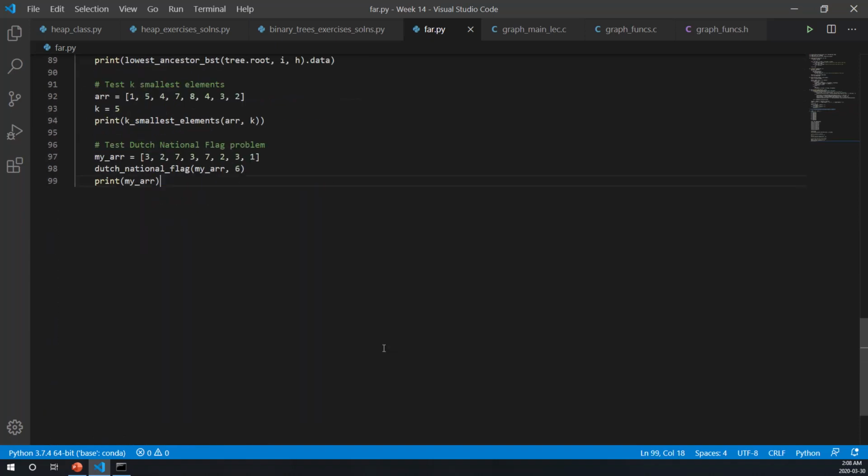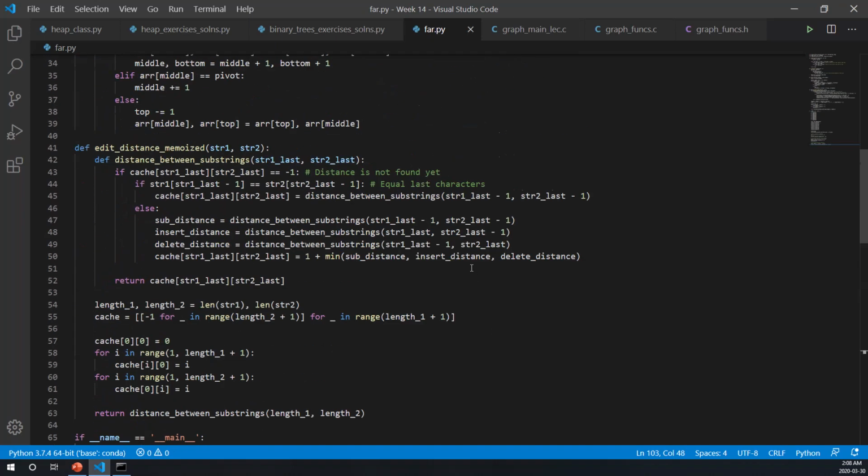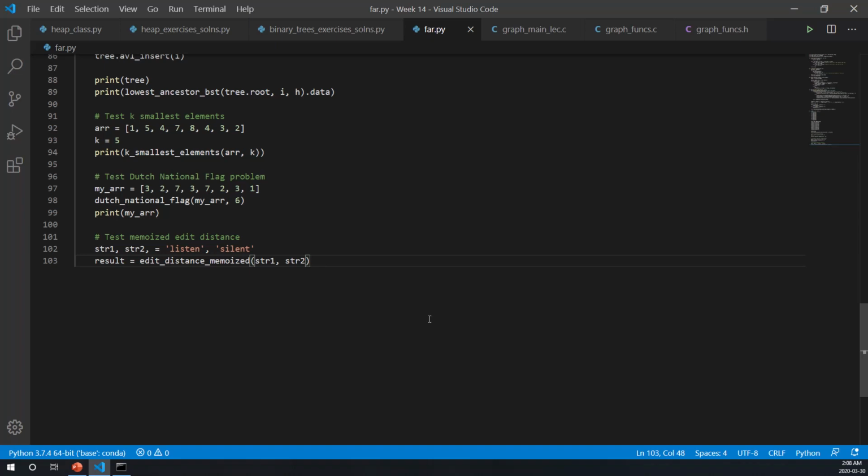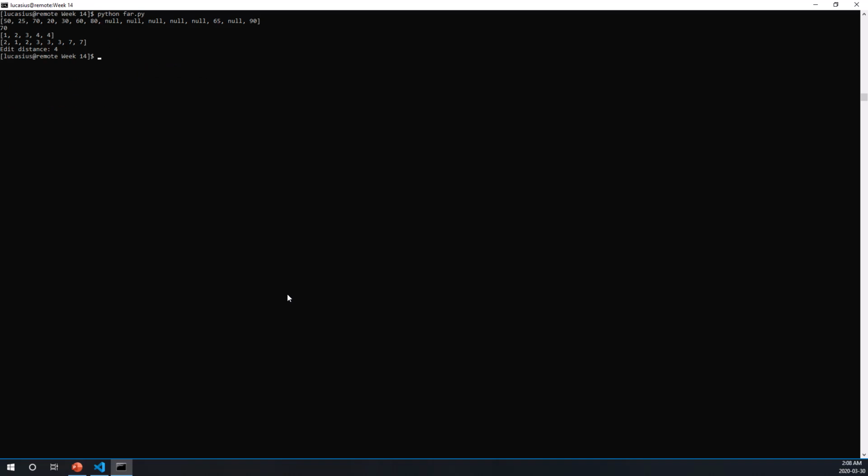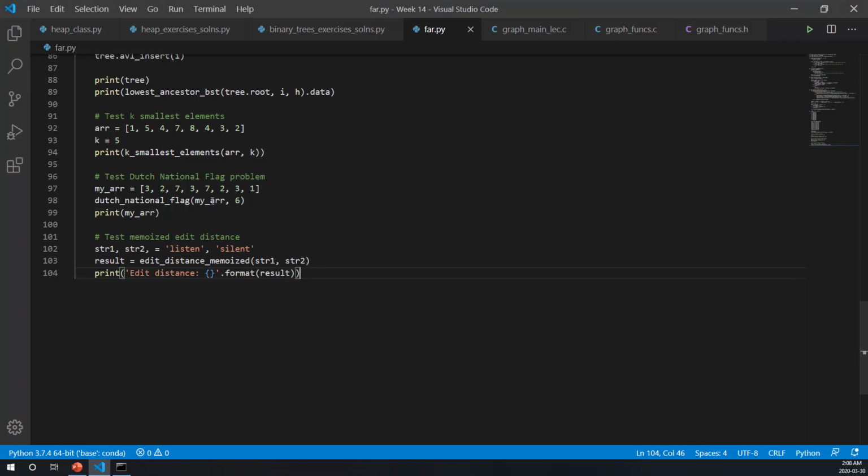So I know I just wrote it, but let's test it out, because that's the best way to know if your code is functional. So let's set two strings equal to sin and silent, as I did in the example. Let's set a result equal to edit distance memoize between string 1 and string 2. Yep, so that's the same name. And let's try to print my edit distance. Okay, so I'm going to print the result, and let's see what we get. And lo and behold, it's 4, as we expect.